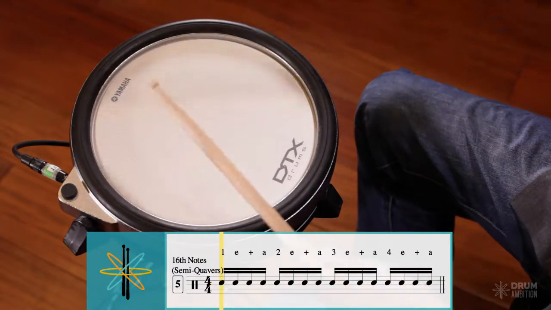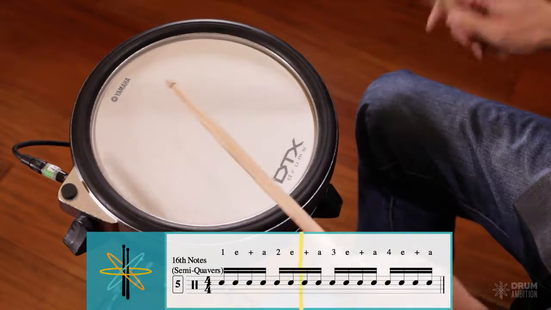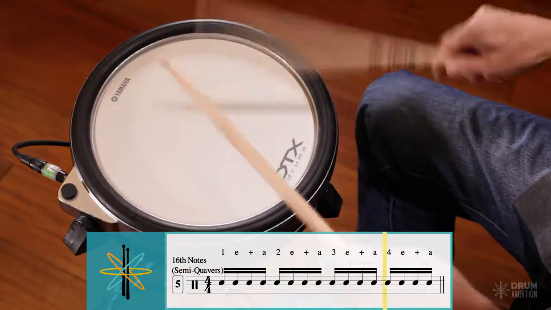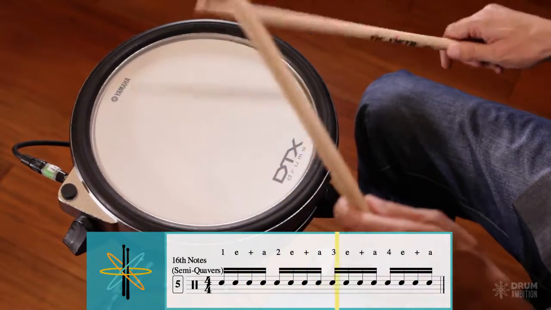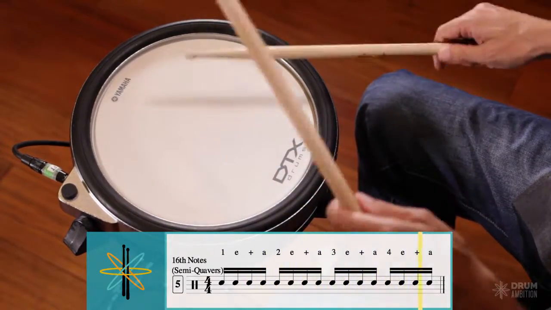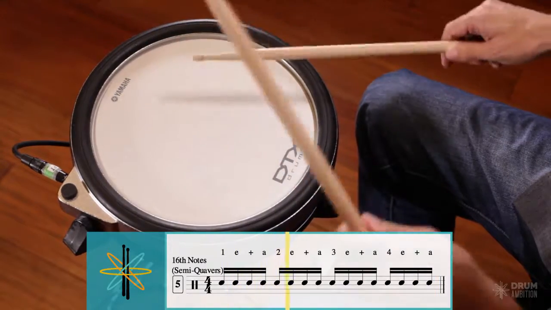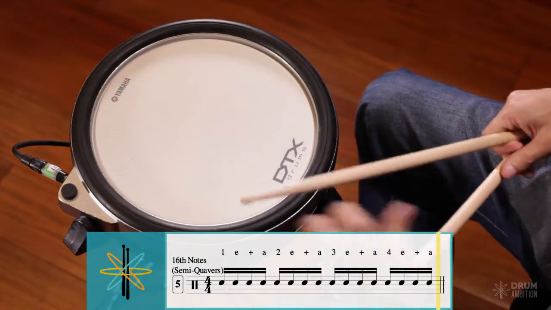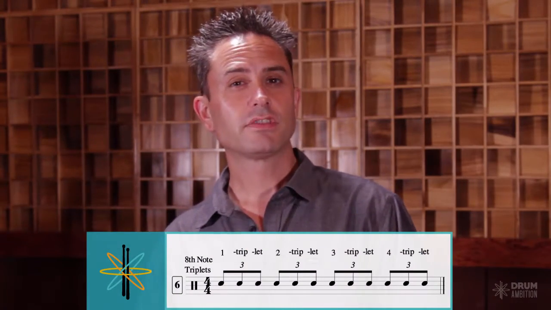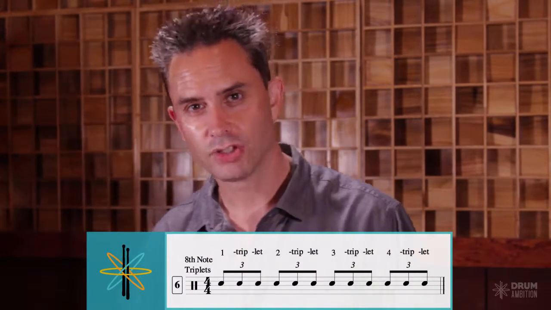4 and 1 E and a, 2 E and a, 3 E and a, 4 E and a, 1 E and a, 2 E and a, 3 E and a, 4 E and a, 1 E and a, 2 E and a, 3 E and a, 4 E and a. Now 16th notes are also referred to as semi-quavers, but again in Drum Ambition we are going to refer to them as 16th notes. So on the screen now you will see a bar populated by triplets.